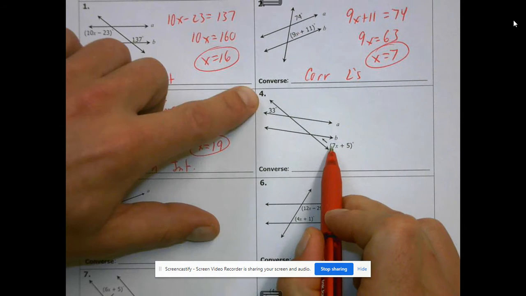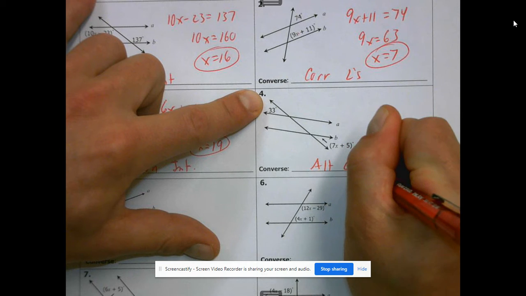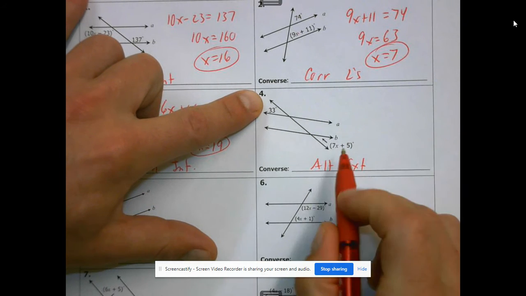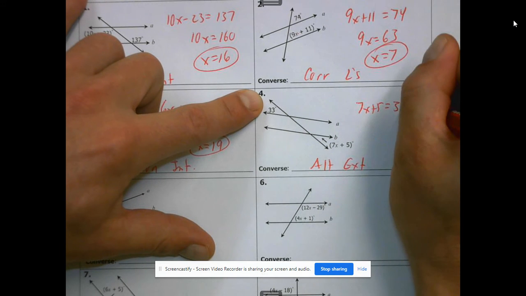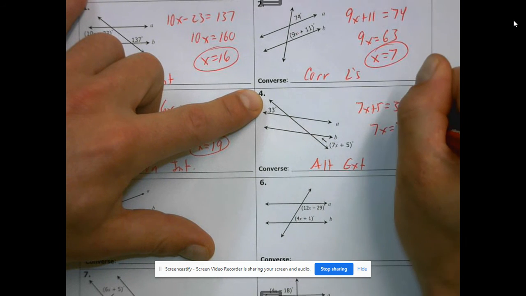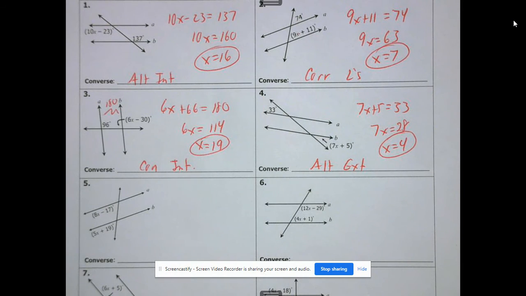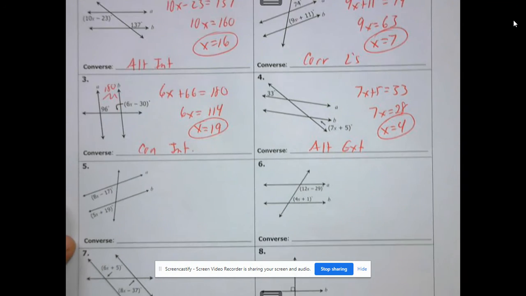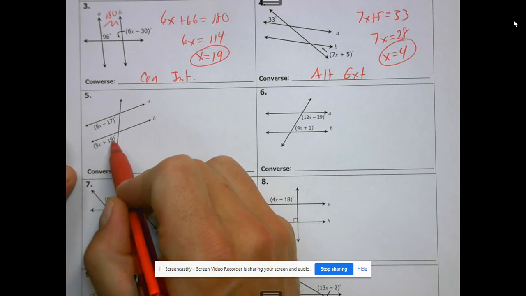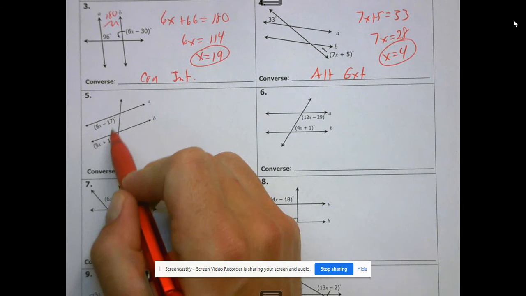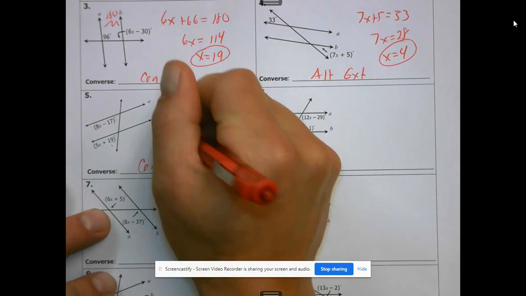Number 4, both are outside and opposite sides. Those are alternate exteriors, and these are congruent. Set them equal. 7x plus 5 is 33. Subtract the 5 over. Divide by 7. That goes in there 4 times. Number 5. One's outside, one's inside, similar locations. Those are corresponding. Set them equal.